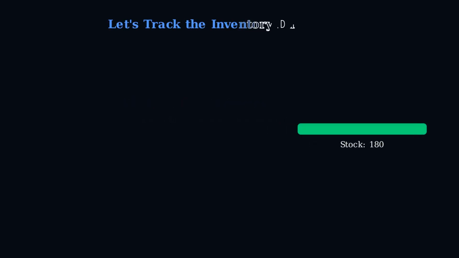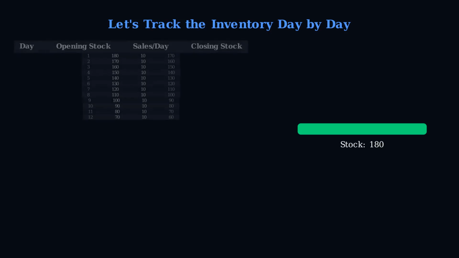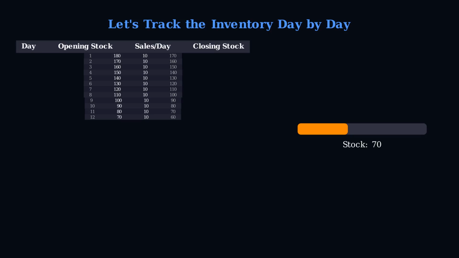Let's track the inventory day by day. Our stock gauge on the right shows current levels. Days 1 through 12 are smooth sailing. We sell 10 units a day, stock drops from 180 down to 60. The gauge stays green, sales are strong.